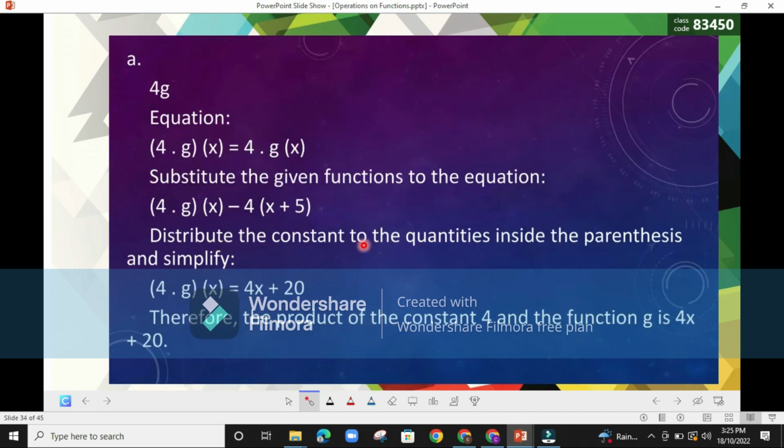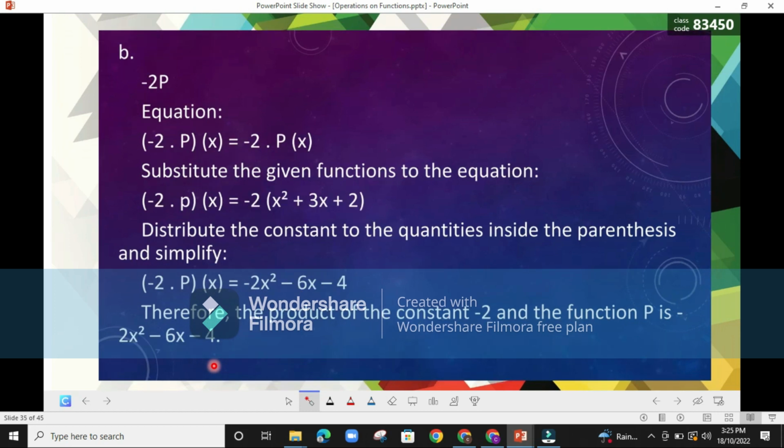So distribute the constant to the quantities inside the parentheses and simplify. So 4 times g of x is equal to 4 times x, we have 4x. 4 times 5 is 20. Therefore, the product of the constant 4 and the function g is 4x plus 20.